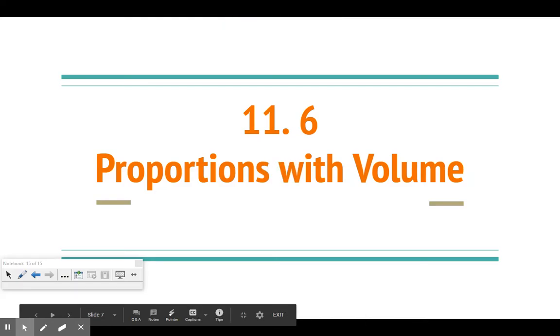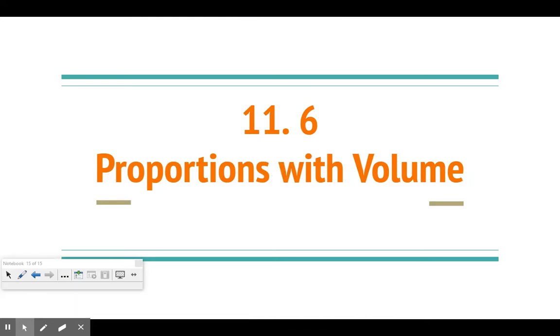All right, today we are going to be talking about proportions with volume. So you've already talked about proportions with area, and today is going to be with volume. So it's very similar to area, just now we're dealing with volume.